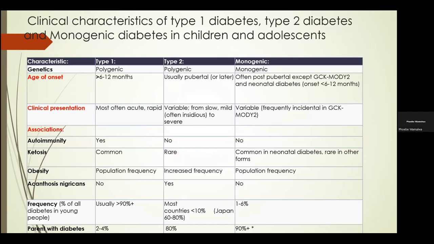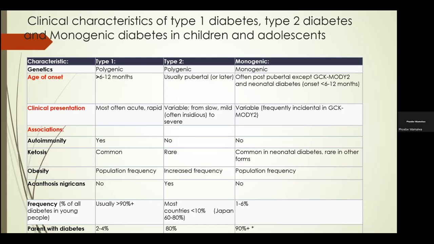For type 1, we have said the mode of inheritance is polygenic in nature. Age of onset is usually more than 6 to 12 months. And the clinical presentation is most often acute and rapid. In our study, we found an average of around 18 days from the onset of symptoms to the presentation of these patients in the hospital. And then there is autoimmunity, and ketosis is common. Obesity is basically like what is found in the population. We do not have features of insulin resistance like acanthosis nigricans. And in children and young people, you'll find that it affects more than 90% of pediatric and young adult patients. Then for parents who have diabetes, you'll find that 2 to 4% of their siblings will also have type 1 diabetes.